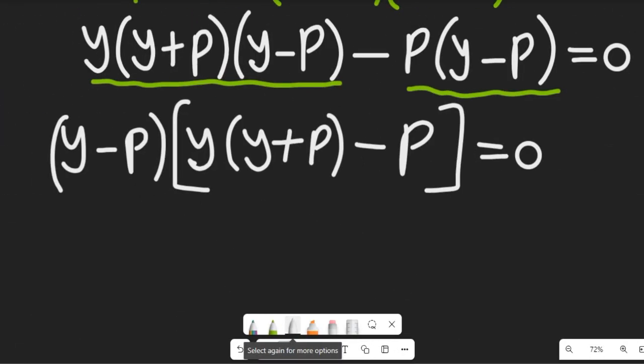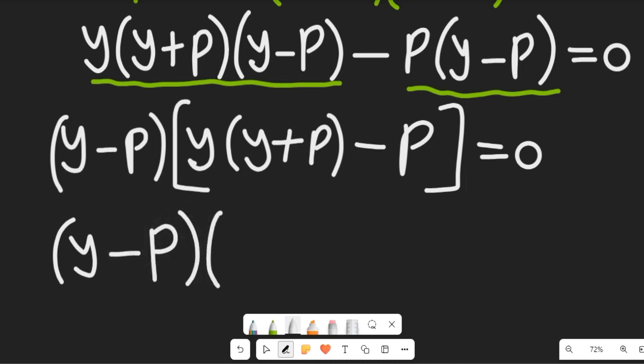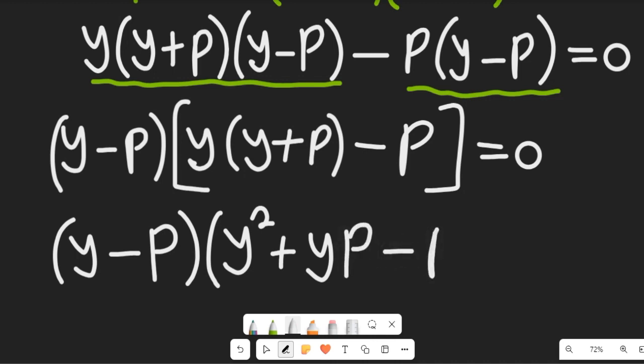So what we are going to do is to multiply all in the square bracket. So we'll have this become y minus p multiplied by y times y will give us y squared plus yp minus p, and this will be equal to 0.